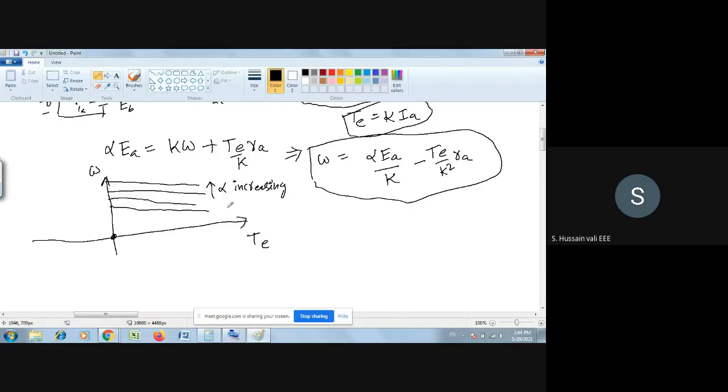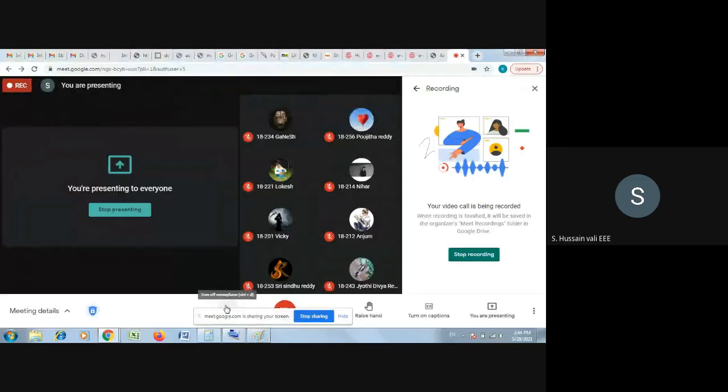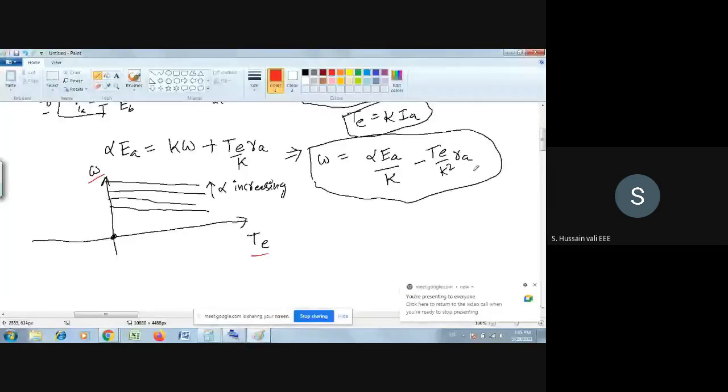Here alpha is increasing. So this is the relationship between speed and torque. So we got this relationship. So that's it. This is about the chopper control of your separately excited DC motor in the forward motoring condition.